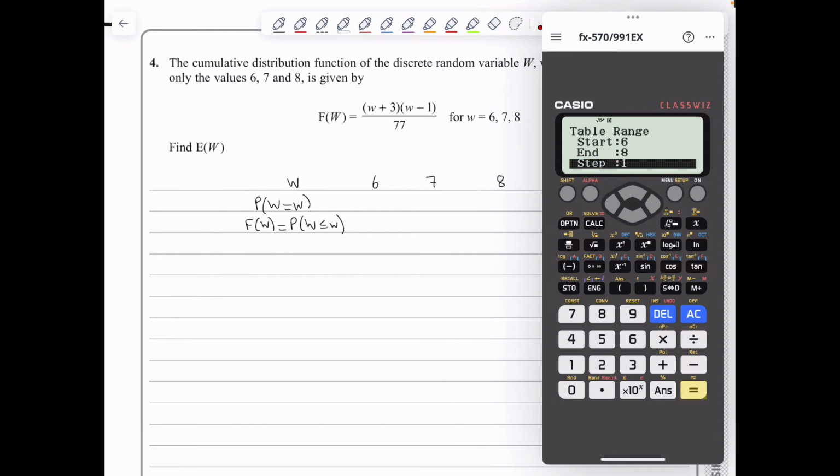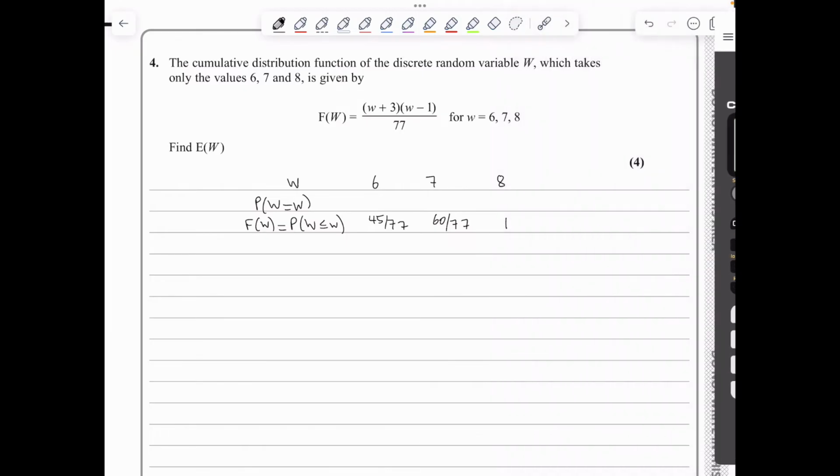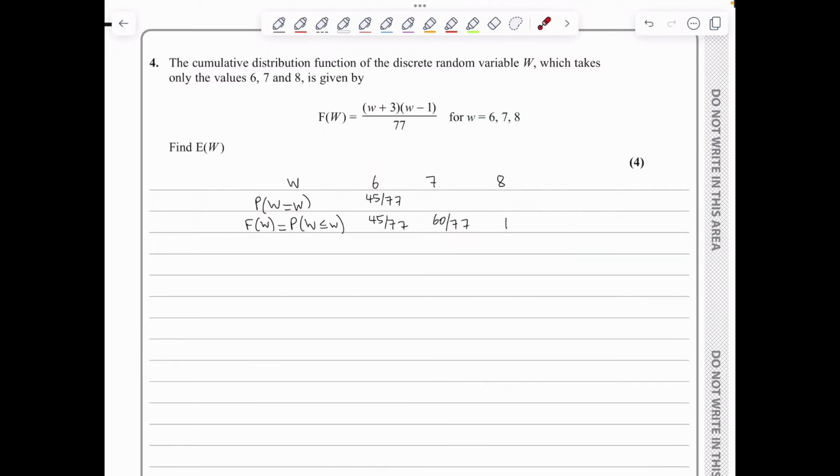So I will be evaluating this at 6, 7, and 8. So for 6 we get 45 over 77. For 7 I'm going to go down to get 60 over 77, and for 8 I get of course 1 as expected. So this means that the probability of w being equal to 6 is simply the 45 over 77. The probability of being equal to 7 is simply the jump from the 45 up to the 60 over 77, which is 15 over 77. And then for the 8 is the jump from the 60 over 77 up to 1, which is 17 over 77.